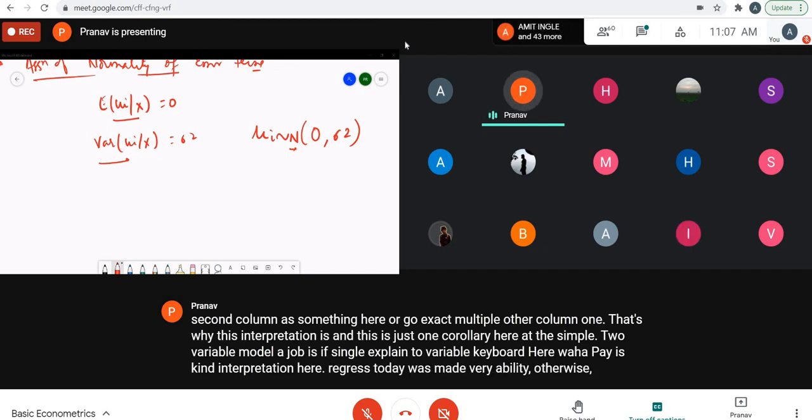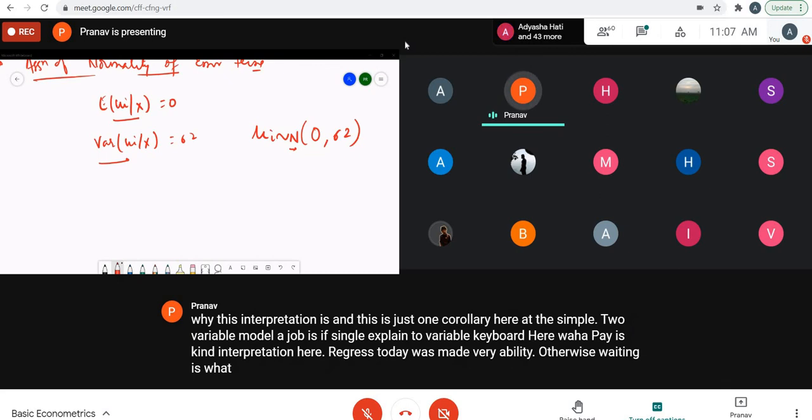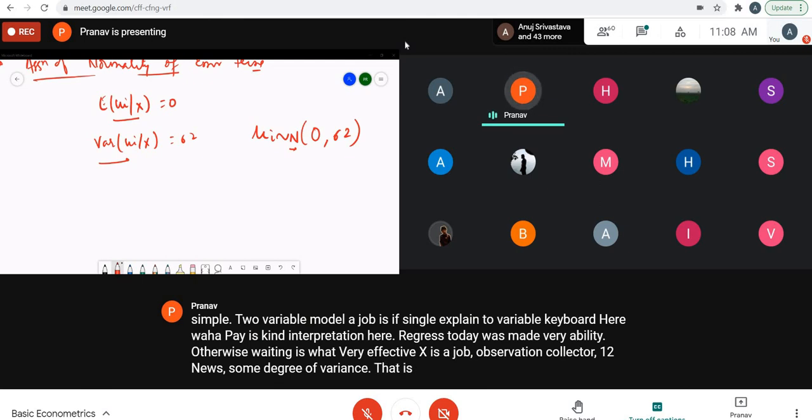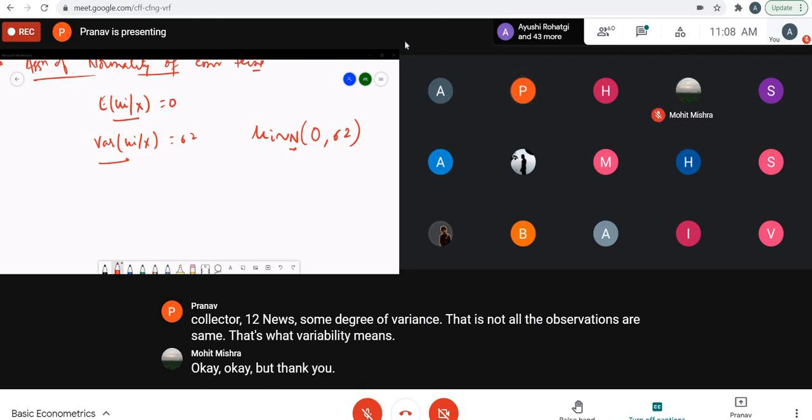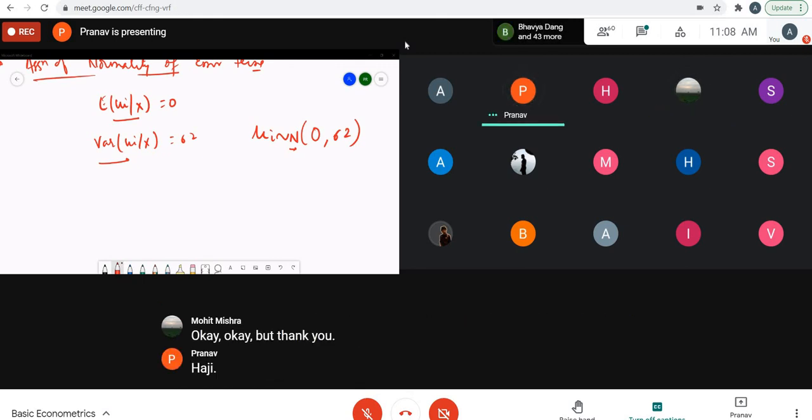Otherwise, variability means what? Variability means that for the observations you collect, 100, 200, 400, whatever the number, there is some degree of variance. That is, not all the observations are the same. That's what variability means. Okay, got it, sir. Thank you. हाँ जी. Any other doubt?